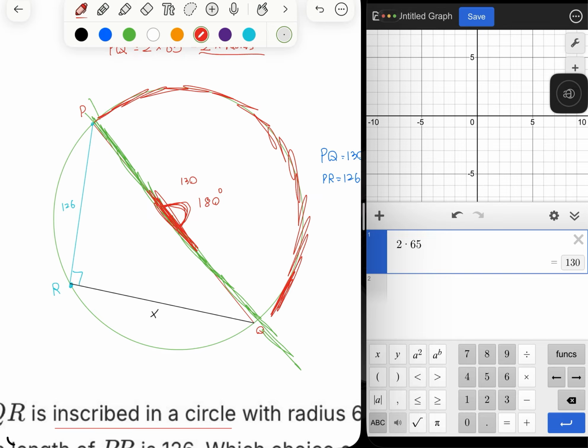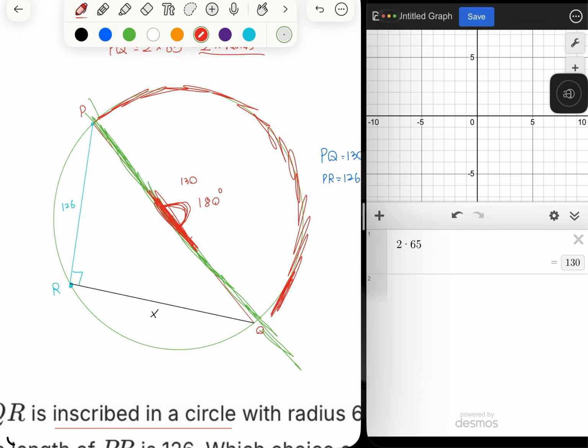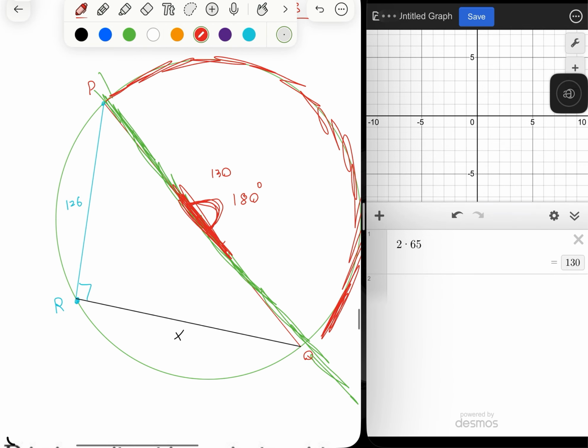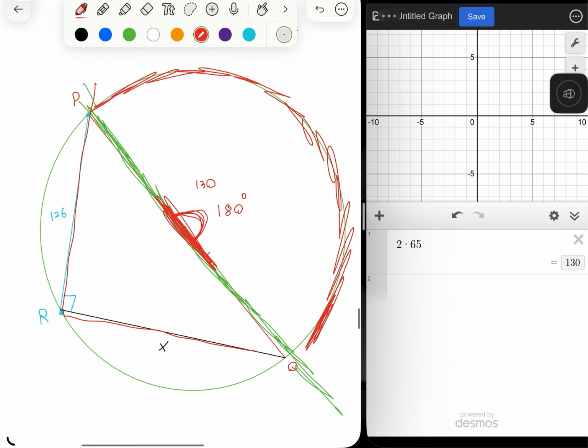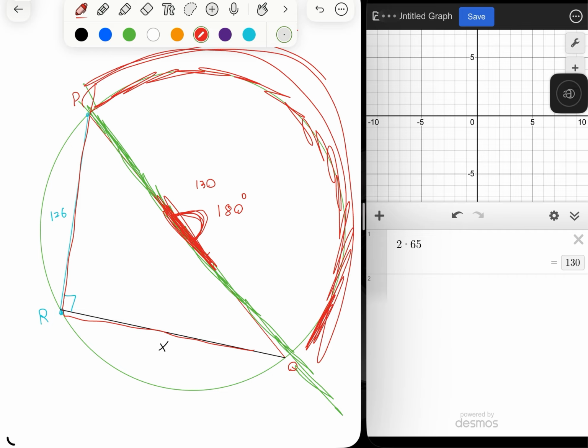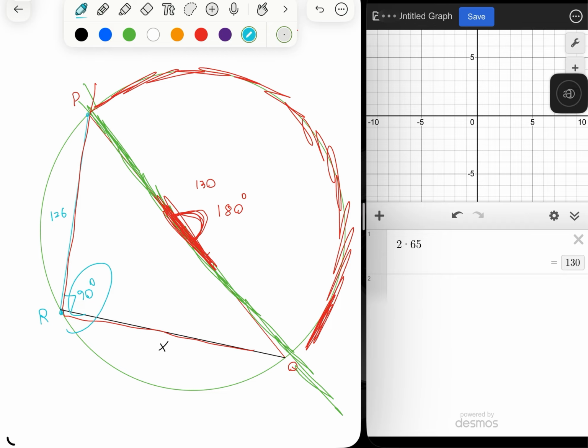Again, I'm referring to this angle. If that arc is 180, then an important property about circles is that any inscribed angle is going to be half the measure of the arc. In this case, because the arc is 180, half of that is 90. So that's why this is a right angle.